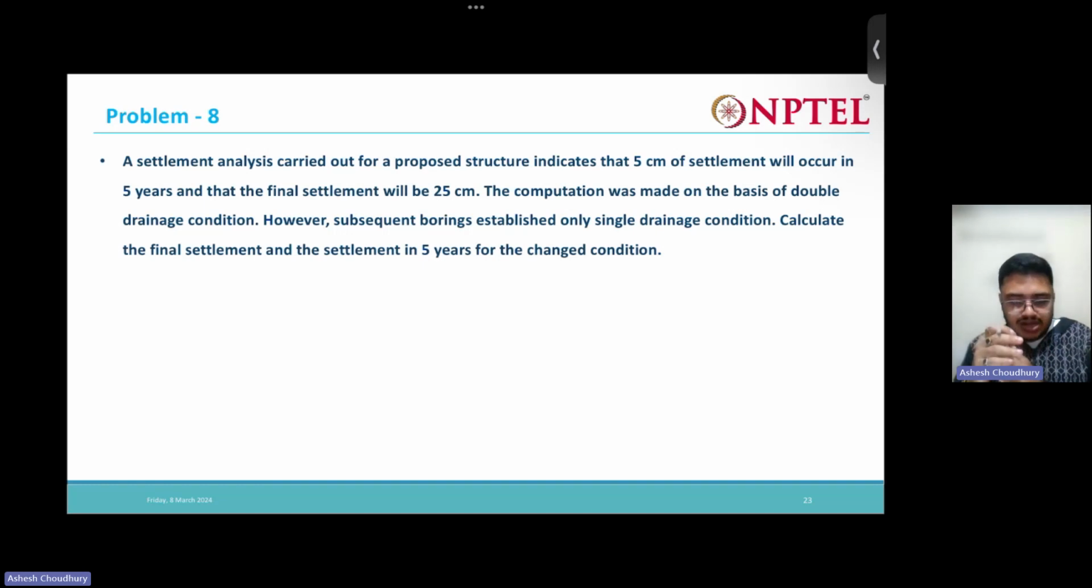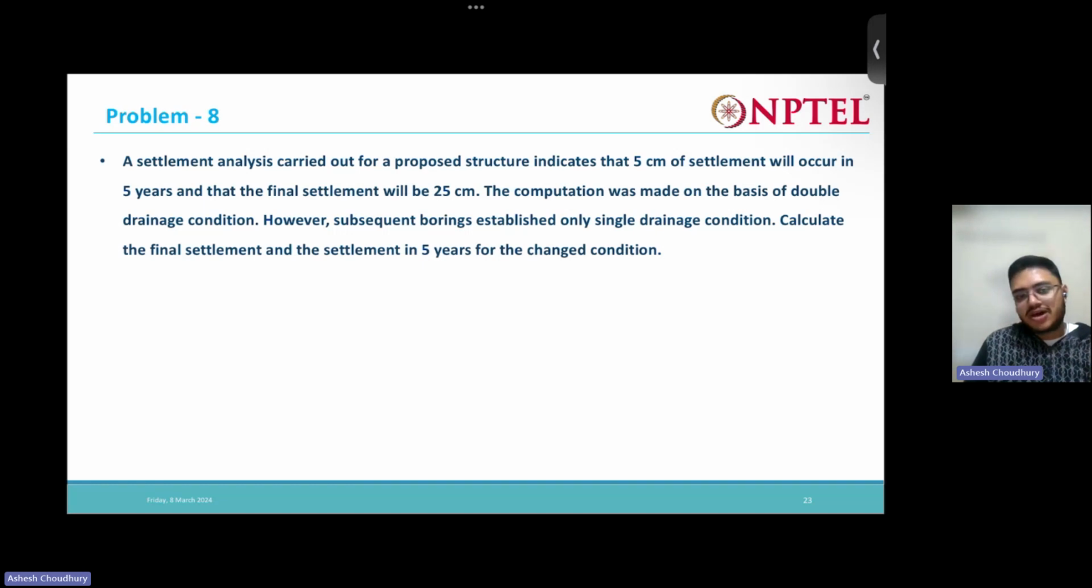Now in the same 5 years, how much settlement is going to occur if we are having double drainage? Okay, now in the same time, if the drainage condition is changing, from initially single drainage, now it becomes double drainage, so obviously in the same 5 years, more settlement will occur. Before it was 5 centimeter of settlement, now that amount is going to increase. We need to find out how much settlement will occur in this case. Obviously it is going to be more than 5 centimeter.